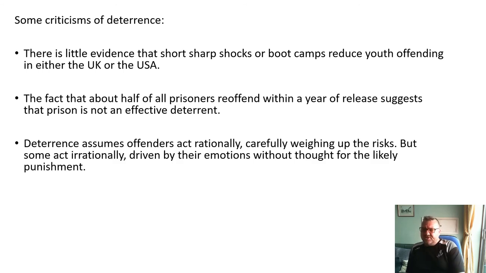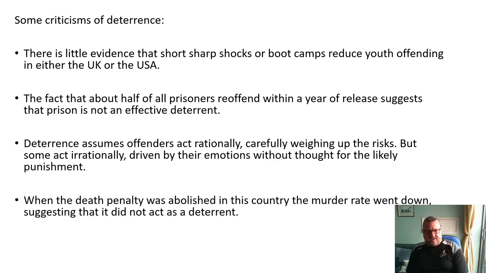It also assumes that offenders act rationally, carefully weighing up the risks. But actually, we know that some offenders act irrationally. They're driven by emotions without thought for the result of punishment from their actions. And this applies particularly to the death penalty, because you would think that when the death penalty was abolished, if it was an effective deterrent, the murder rate would have gone up in this country. But in reality, when we abolished the death penalty, the murder rate actually went down, which suggested that it never acted as a deterrent to people who were thinking of committing murder.